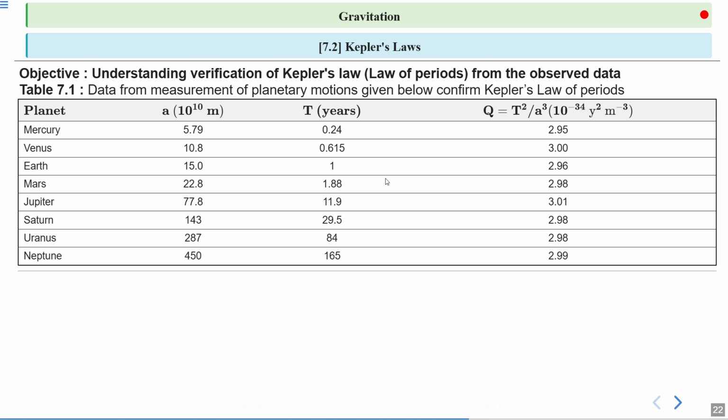So first, for Mercury, the value of a is 5.79 and T is 0.24. Similarly, Q is 2.95. For Venus, a is 10.8, T is 0.615 and Q is 3.0. Earth is 15 and T is 1 and Q is 2.96. For Mars, a is 22.8 and T is 1.88 and Q is 2.98. Similarly for Jupiter, Saturn, Uranus and Neptune, the a, T and Q values.